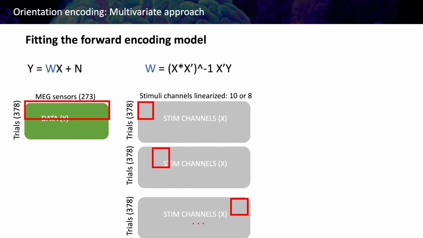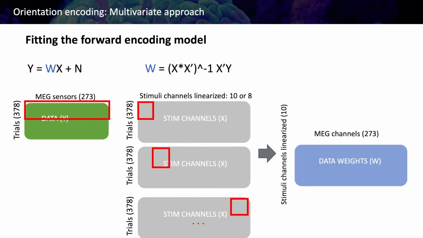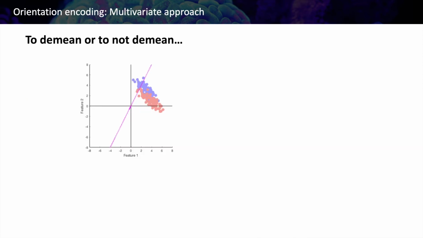The next thing that we have to do after we generate this weight matrix is to test if the encoding model is actually predicting the information. If you go inside the code of the forward encoding model, you will see that the neural activity data, the Y data, are demeaned. You might be wondering if it's necessary to demean the data or not. The thing is that it depends.